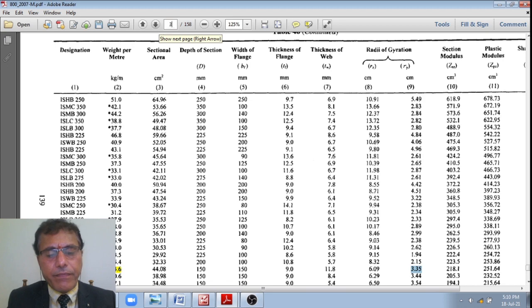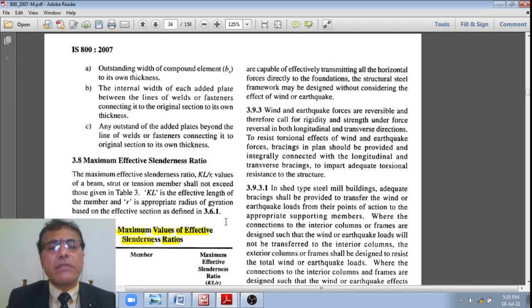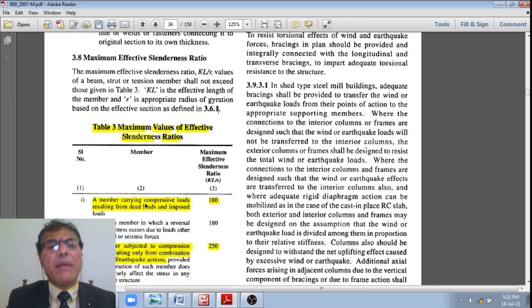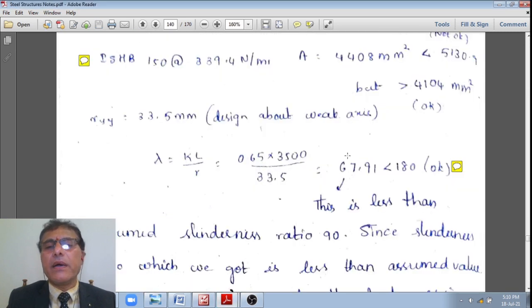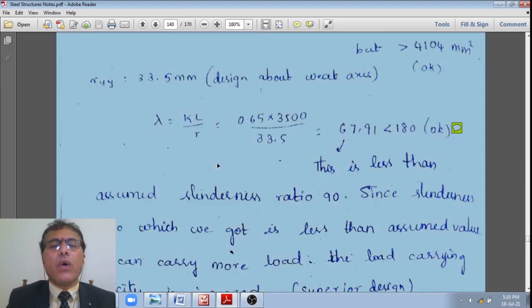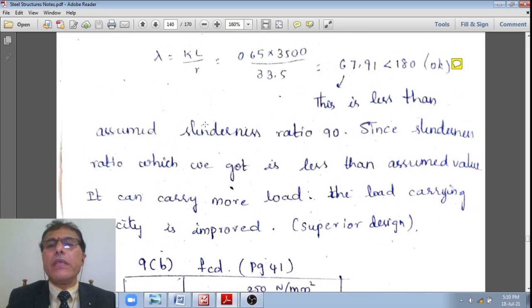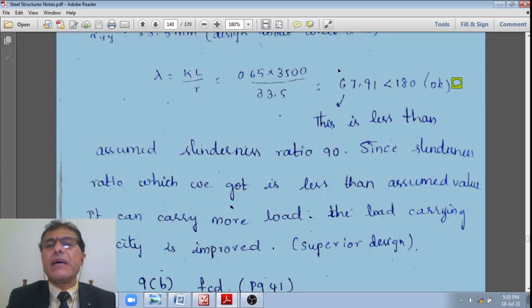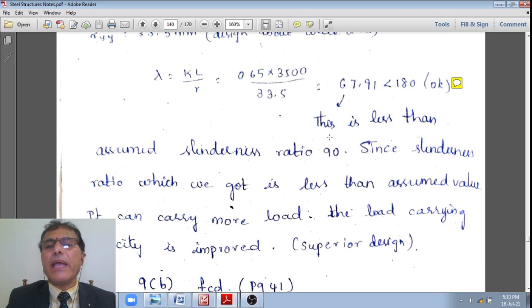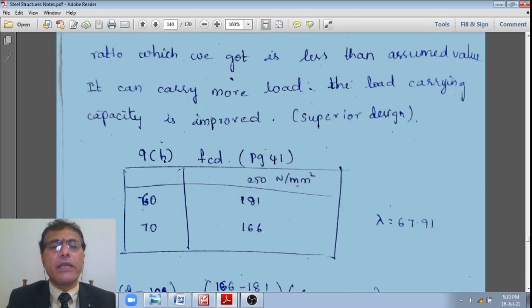Page number 20, right? This is the maximum effective slenderness ratio for a member carrying compression resulting from dead and live loads. Because no data is given, I'm assuming 180. The actual slenderness ratio is approximately 68, which is less than 180, therefore it is okay. Even this roughly 67.9 is less than the 90 slenderness ratio we assumed, therefore it is okay.